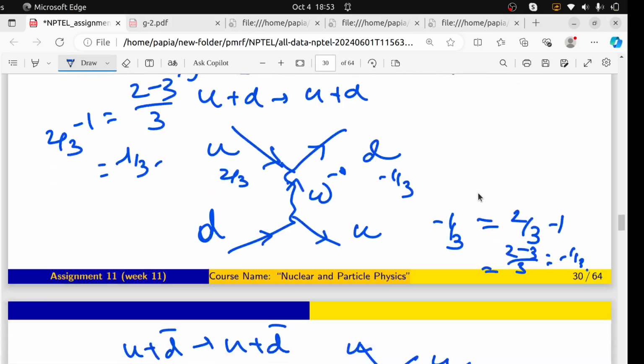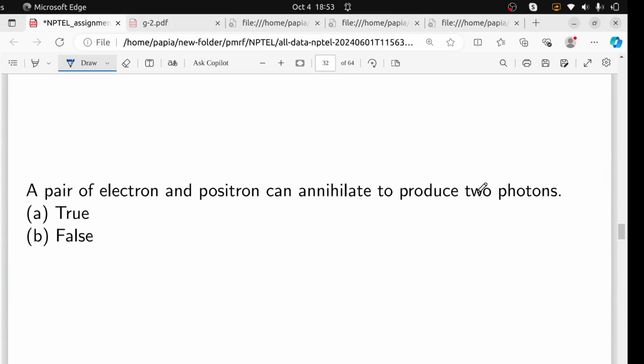So this is the case. Now coming to the next question: a pair of electron and positron can annihilate to produce two photons. E plus, E minus can go to gamma gamma. That is always true because the mass of electron and positron is far larger than the mass of photon, which is massless, right? Even when E plus and E minus are at rest, that can be fine. So it is always true.